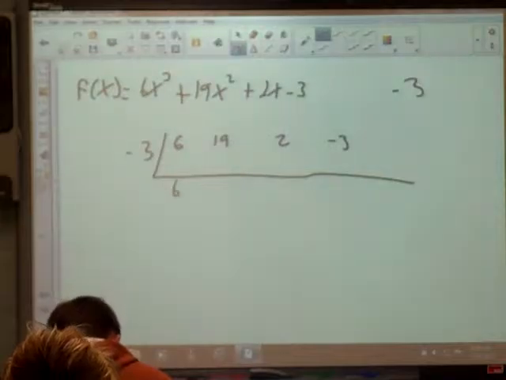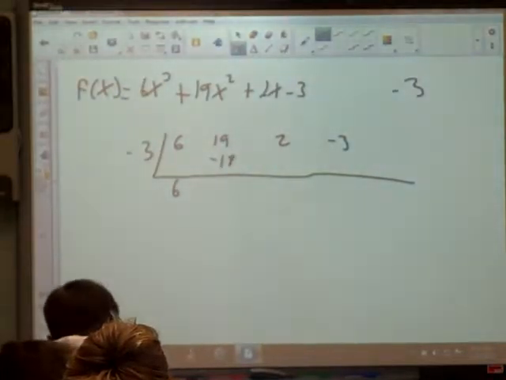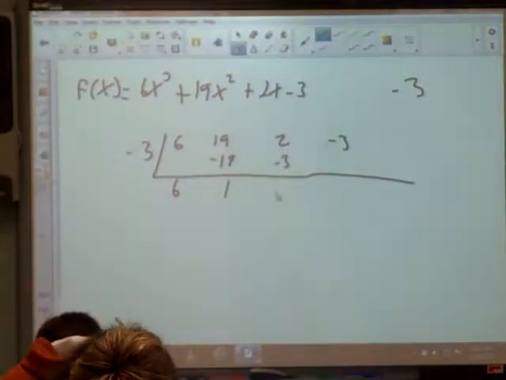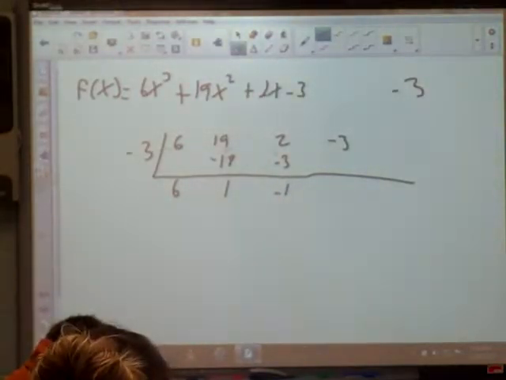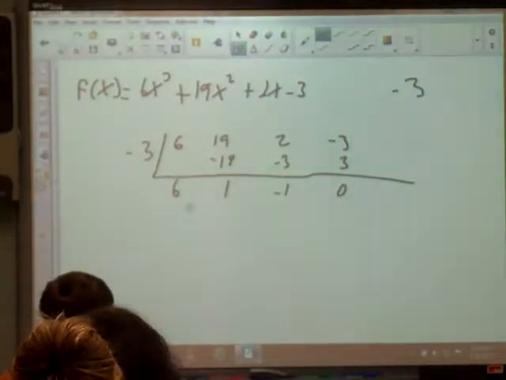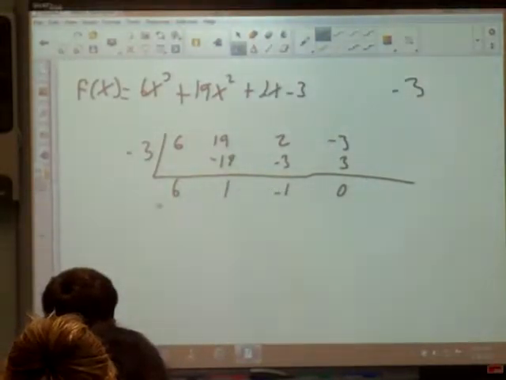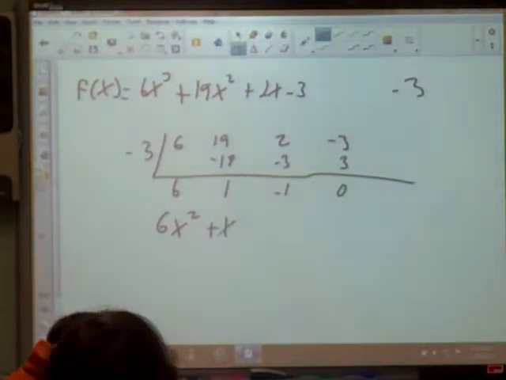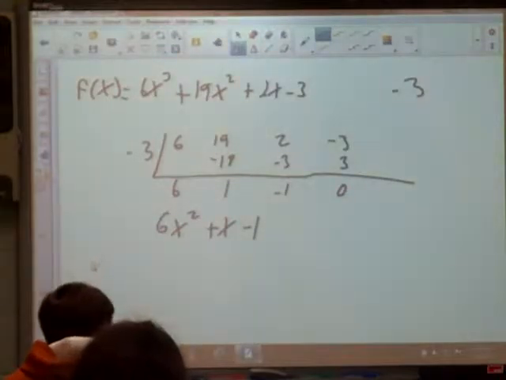Drop your 6. 6 times negative 3 is negative 18. Add and get 1. 1 times negative 3 is negative 3. Add and get negative 1. Negative 1 times negative 3 is a positive 3. Add and get 0. Okay? So what we have to finish factoring now is 6x squared plus 1x minus 1.